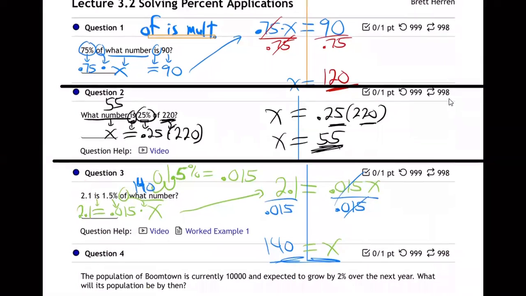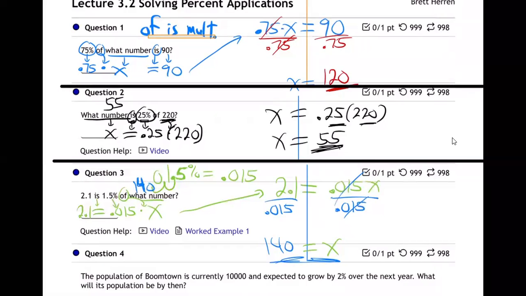That seems reasonable. If I got an answer like 3, that'd be crazy. 2.1 is a super small part of 3? No, it's more than half of 3. That couldn't be right. But yeah, a number like 140, it's a very small part. 2.1 is a very small part of 140. That answer seems reasonable. So there we go.